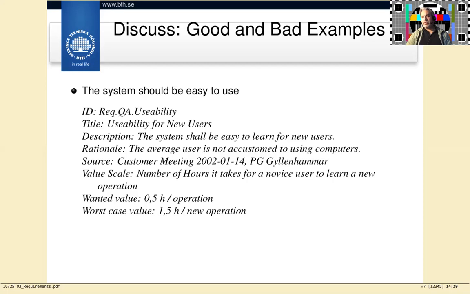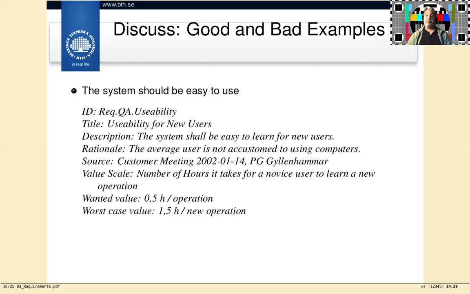Why is this important? Well, the average user isn't very computer savvy, so we need to help them in this. Who said it? Well, we have a source. And then, because this is a quality attribute, we've got a value scale. So we specify how we should measure our success in this.